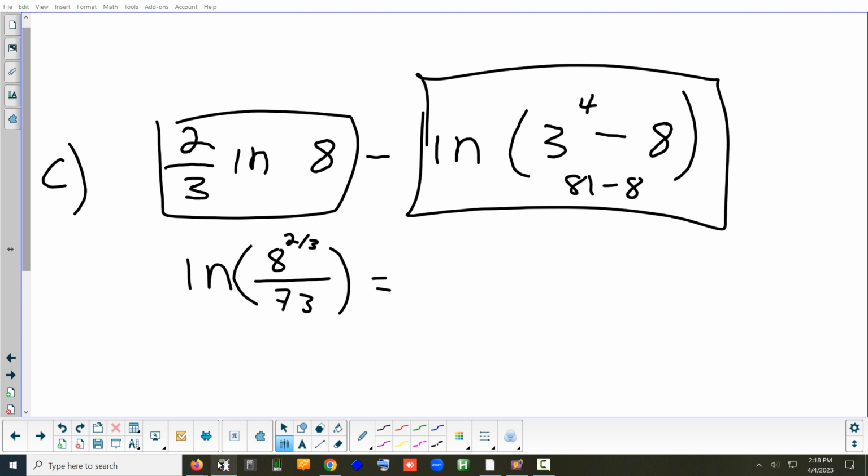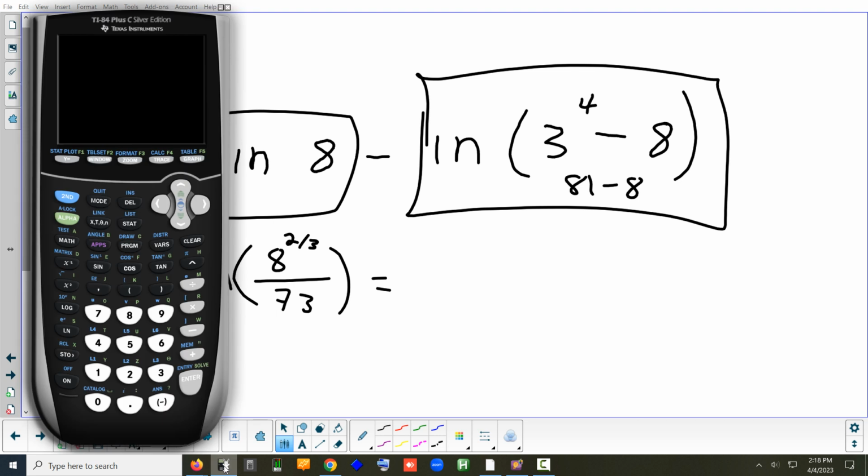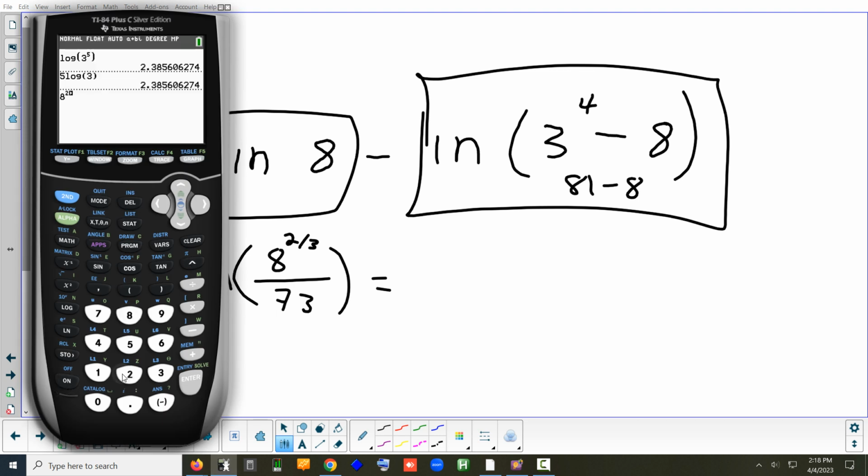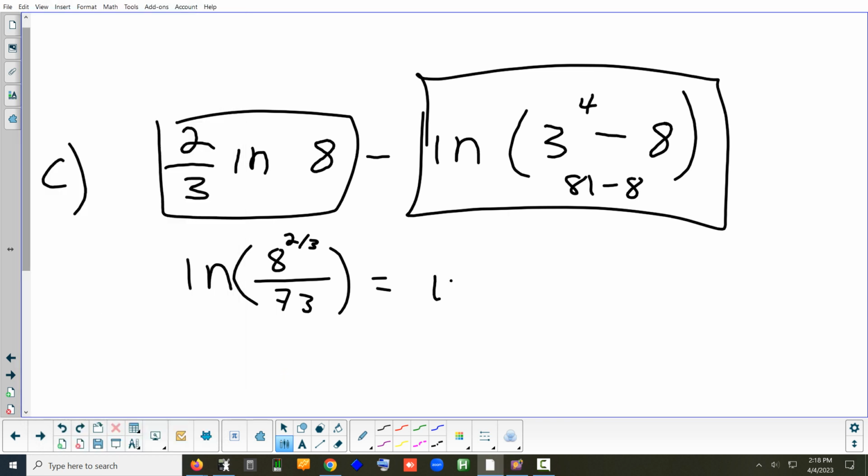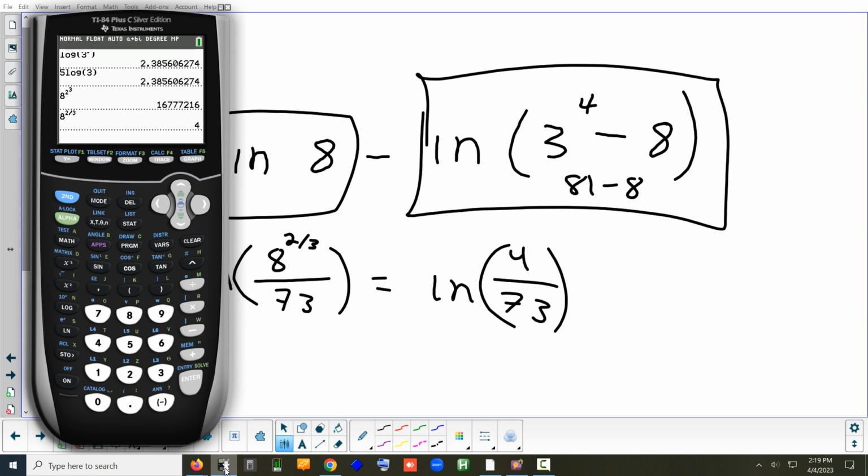And on your calculator, we can do 8 to the 2/3 power. And we're going to get 4. No, I didn't type it. Trust me, it's 4. So this ends up reducing to the ln of 4 over 73. Which, if they wanted a decimal for that, you could just go into your calculator, press ln, and do 4 divided by 73. I'm not going to write the decimal because that's not what this question was about. You could if they wanted you to.